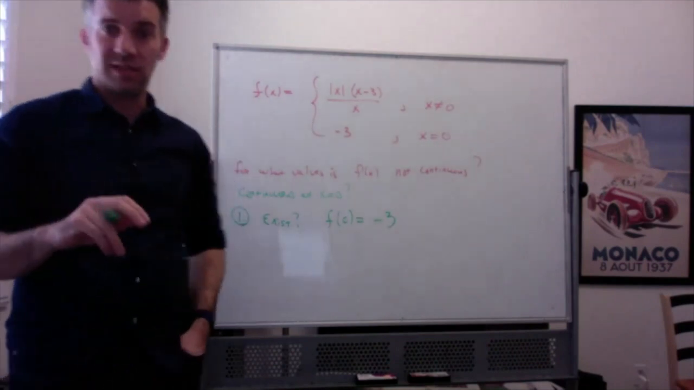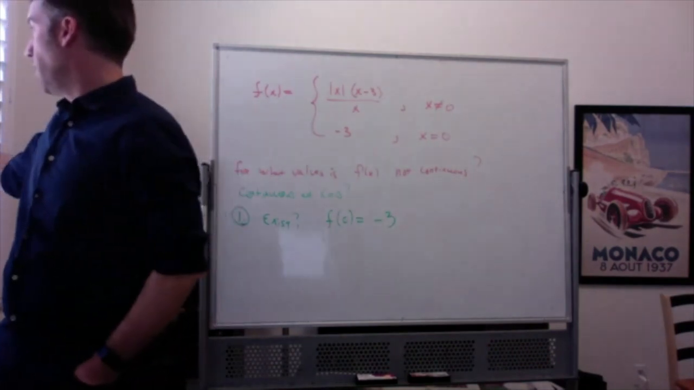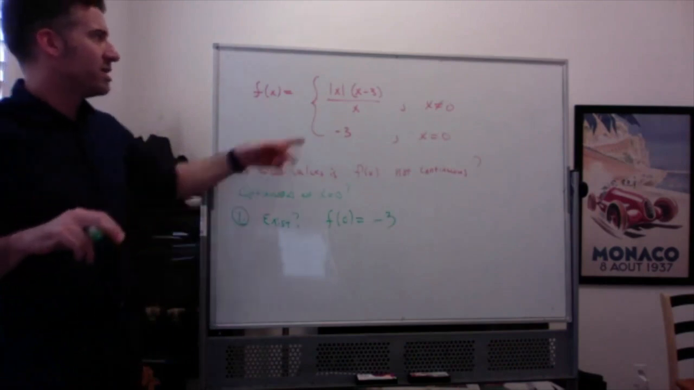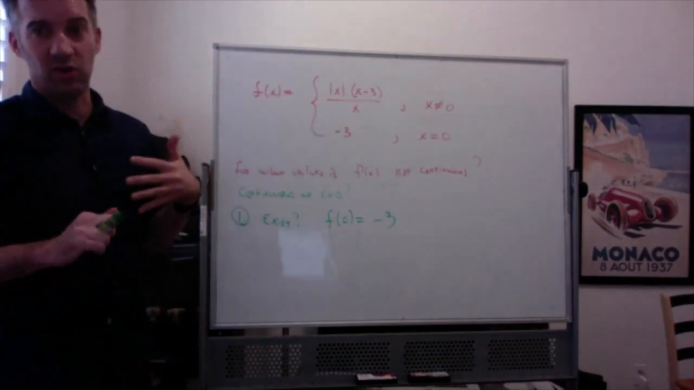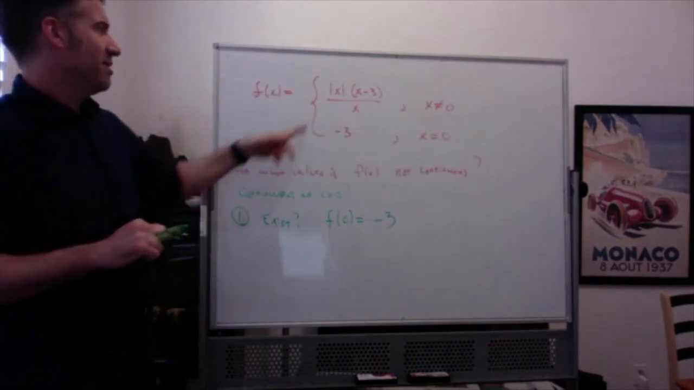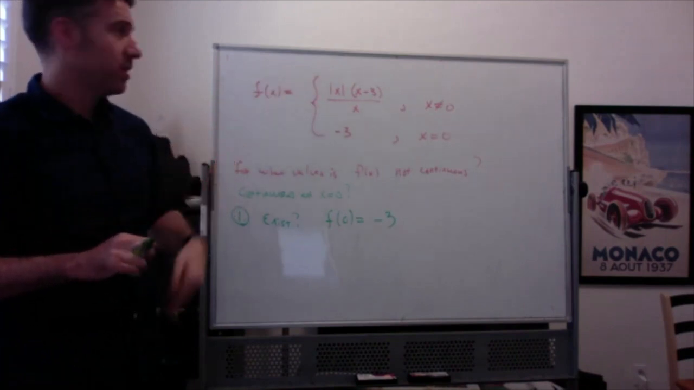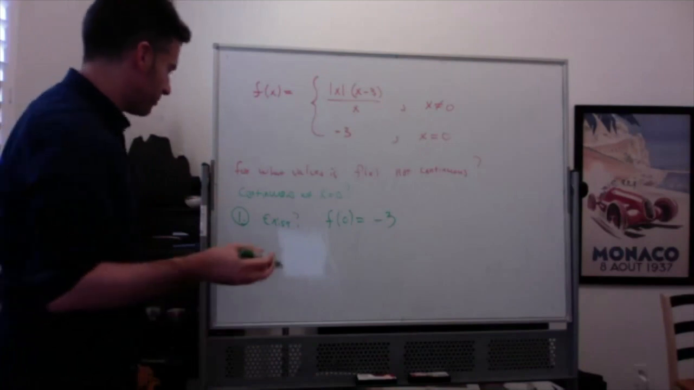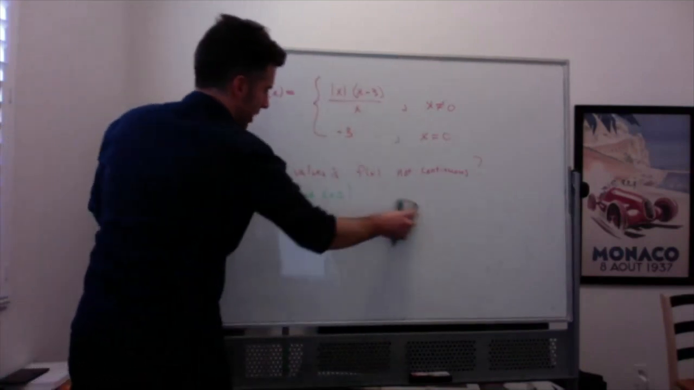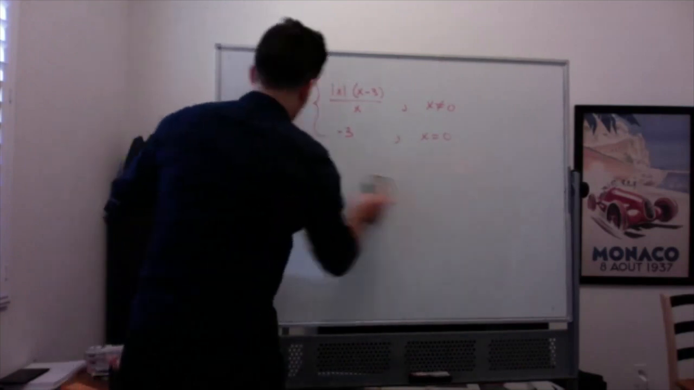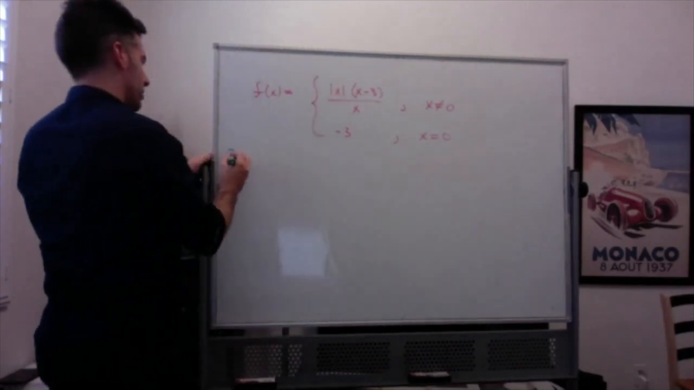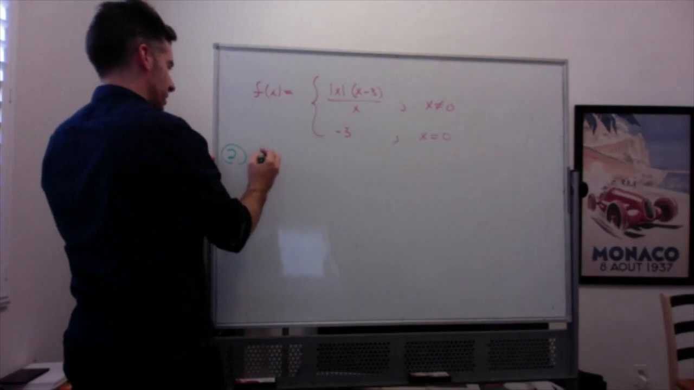So the second question is, does the limit exist? And this one, although it seems like it's defined to be just one function on either side of 0, this absolute value is kind of misleading. The absolute value really is a piecewise function. So yes, f of 0 is negative 3. The second part, does the limit exist?